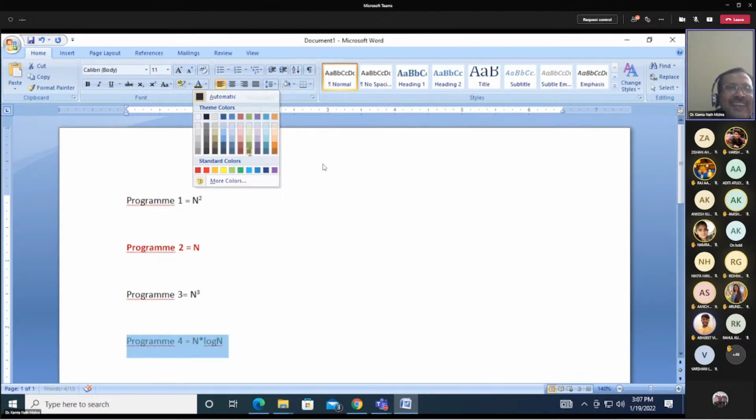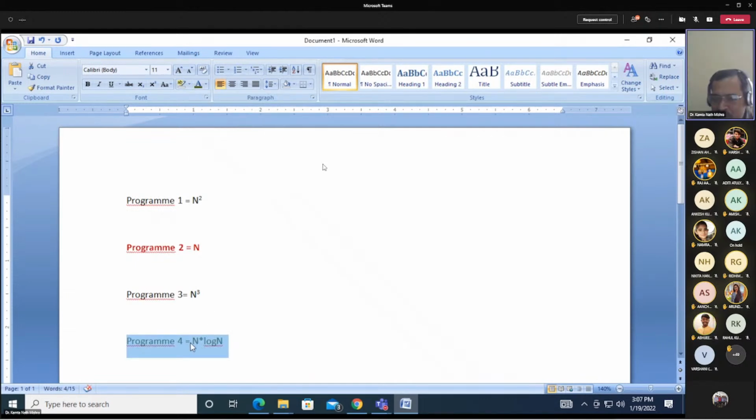Let's go for green color. अभिजीत विश्वकर्मा has gone for program 4 and log n. अब आइए, एक क्लास थोड़ा सा इंटरेस्टिंग जा रहा है.